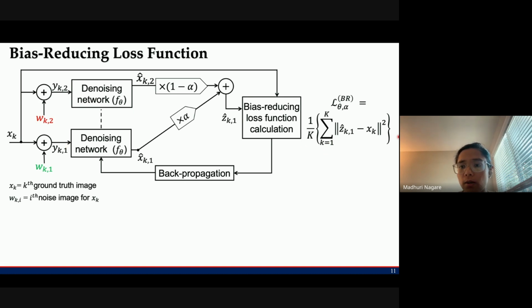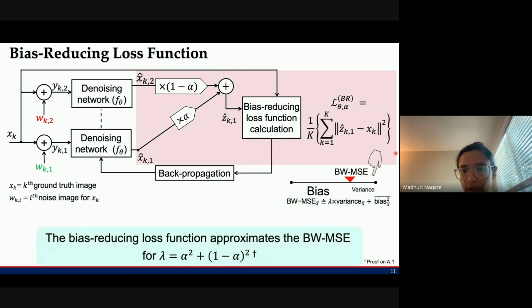So this is our loss function term. This assembly achieves the target of reducing the weight of the variance term. In our paper, we proved that this loss function approximates bias weighted MSE for lambda equal to alpha square plus 1 minus alpha square.